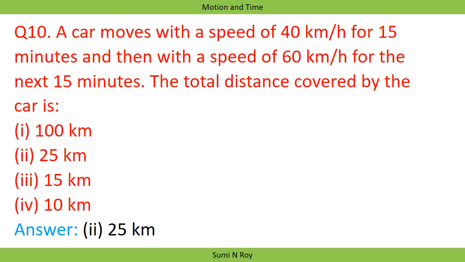Now in the second case, the speed of the car is 60 km per hour for the next 15 minutes. So here again, the car will cover only 15 kilometers in the next 15 minutes, because we know in an hour there are 60 minutes, and in 15 minutes it can cover 1/4 of the given speed, that is 60 divided by 4, that is 15, and in the first case 40 divided by 4 is 10. So in the first case the car will cover 10 kilometers, and in the second case the car will cover 15 kilometers.